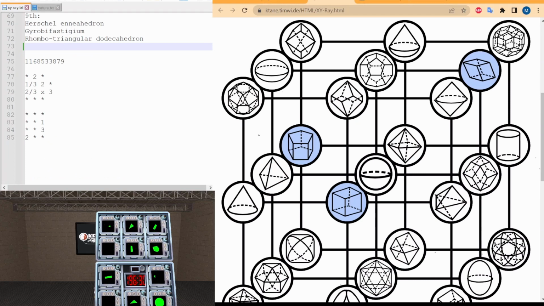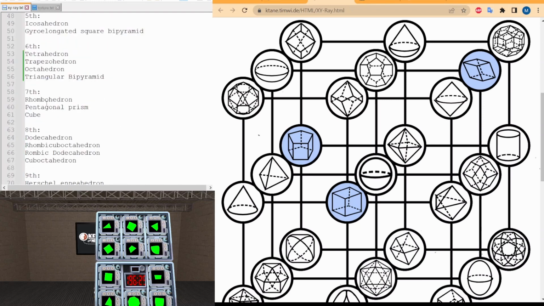Right. Onto group 7, which will consist of cube, Rhombohedron, and Pentagonal prism. This is cube, this is Rhombohedron, this is Pentagonal prism. Well, to be fair, cube and Rhombohedron, they're very similar, and to really identify them, you need some experience. And the method I provide is not reliable at all, I believe.